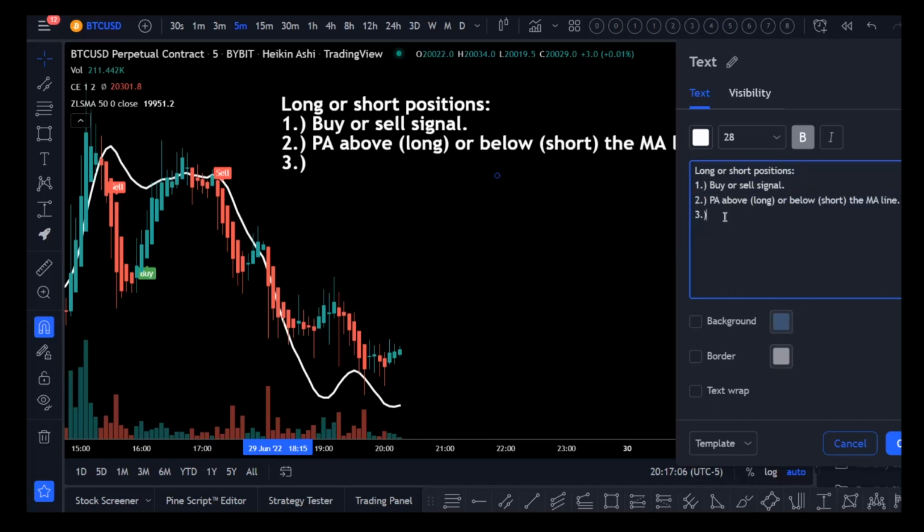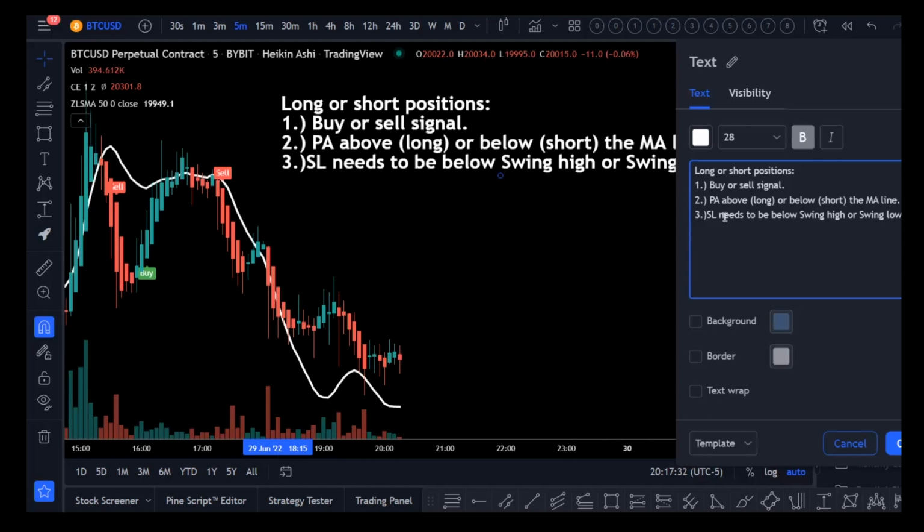Okay, so number three, which one is that? We're looking at the stop loss. Our stop loss needs to be below either the swing high or the swing low, depending on if you're shorting or longing. And you might be wondering what that looks like. I'm going to show you after I'm done typing these out.